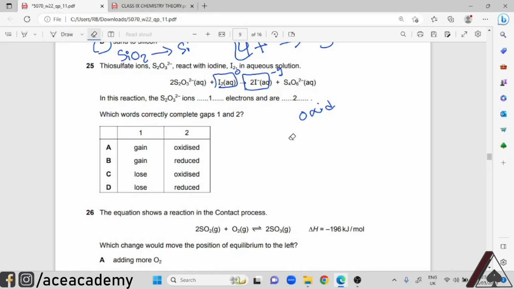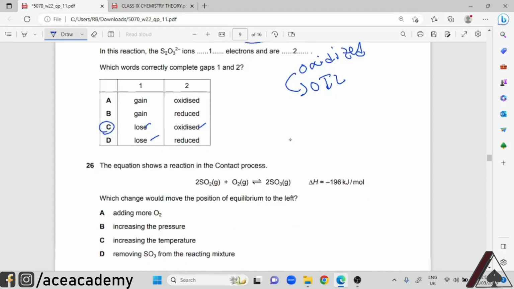themselves, oxidized, and we know that oxidation is loss, so option C is the answer.